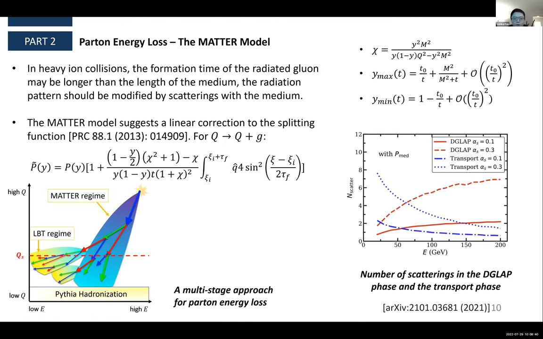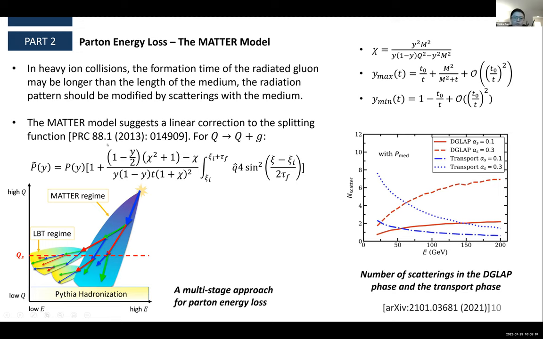However, this vacuum Dirac evolution picture may not hold in head-on collisions, because the formation time of the radiated gluons may be even longer than the length of the medium. So the radiation pattern should be modified by scatterings with the medium. And indeed, if you look at this right plot, which calculates the number of scatterings in the Dirac phase and the transport phase, you can see the medium modification is especially important for highly energetic partons.